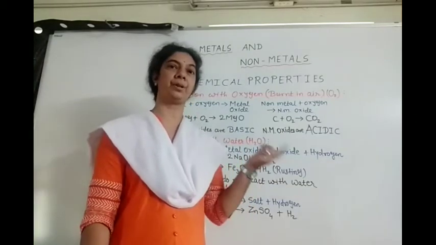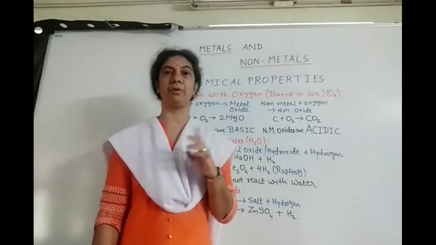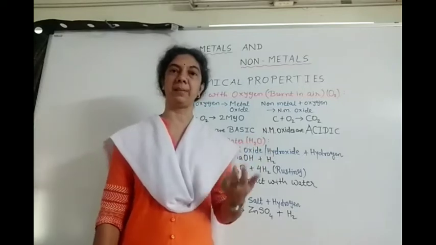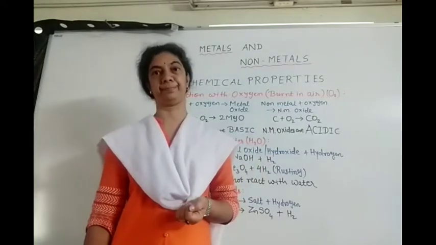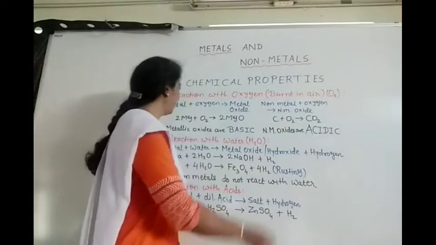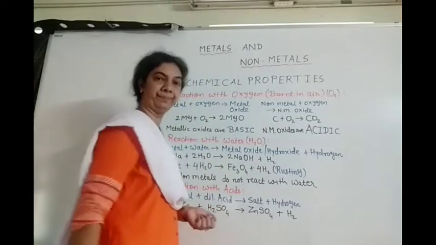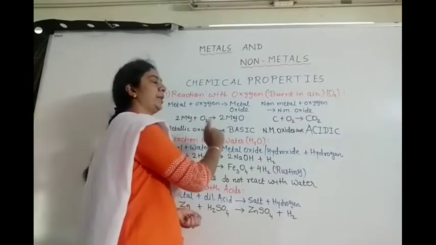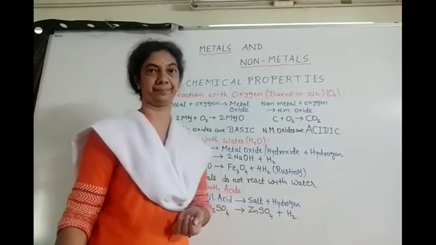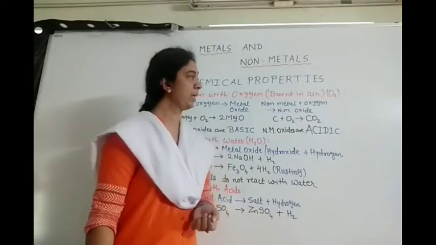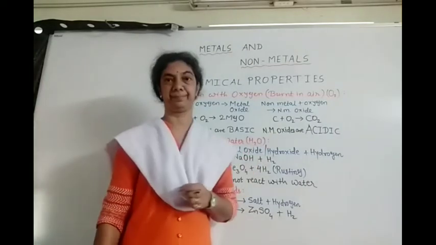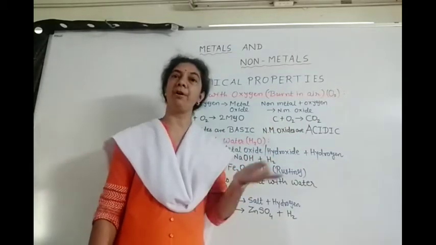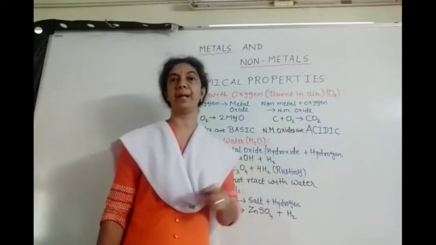Now same equation we can write down with the symbols of metals and non-metals, and that becomes our symbolic equation. First we had written the example of magnesium. Magnesium is reacting with oxygen and gives magnesium oxide. One non-metal, carbon. It is reacting with oxygen and gives non-metallic oxide, that is carbon dioxide.